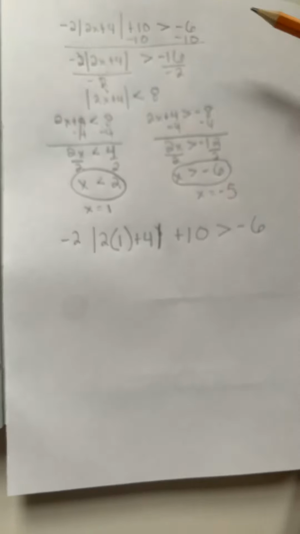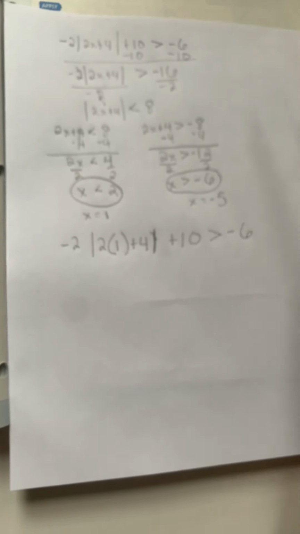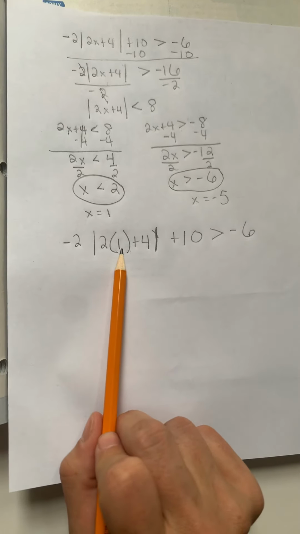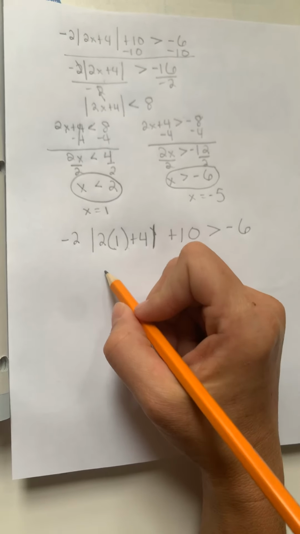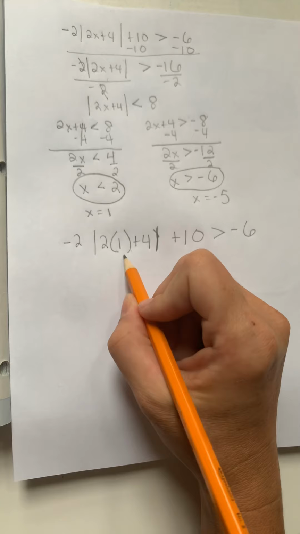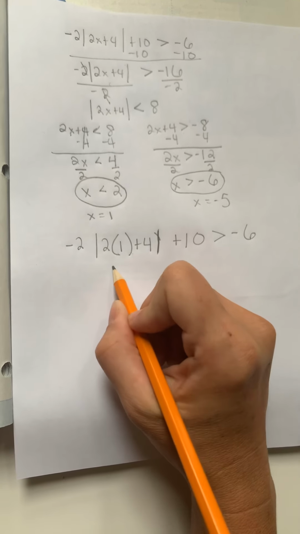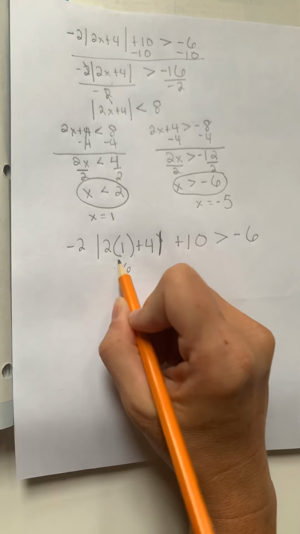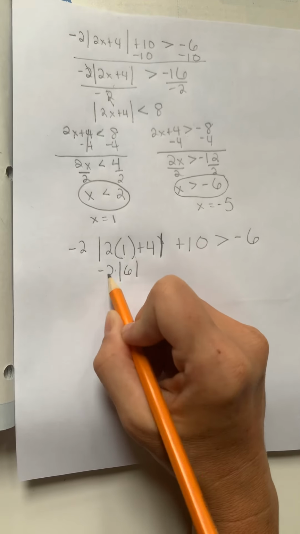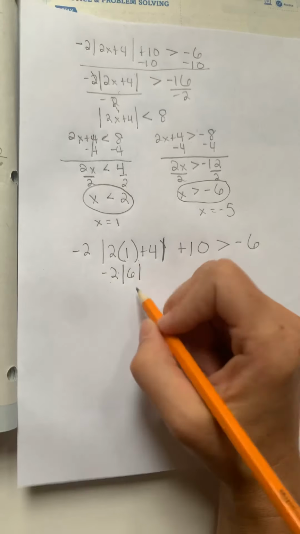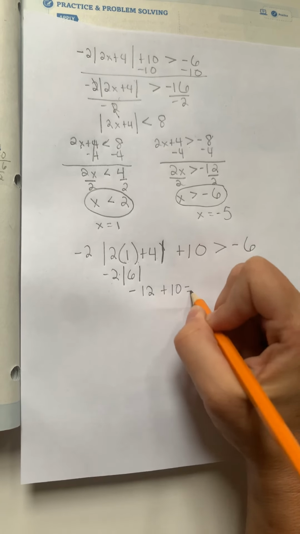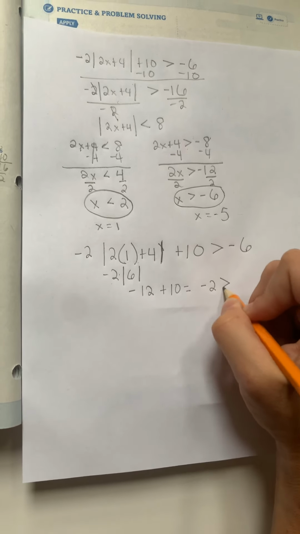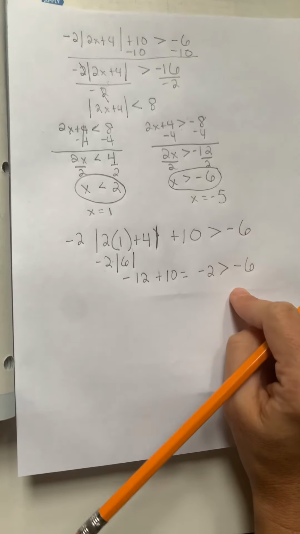Okay, so I rewrote the whole equation from here, but where I had the x, I plugged in 1. So 2 times 1 is 2, plus 4 is 6. All right, -2 times 6 is -12. Plus 10 is -2, which is greater than -6.